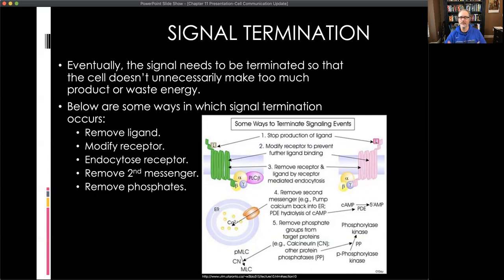Okay, so there's a variety of different ways that we can shut down this signal, and it's important to do that so that we don't have, as you saw earlier on, some of the symptoms associated with the disease. If you have an overactive system, it leads to bad outcomes. So you've got to have a way to not only regulate this, but shut it down as well.